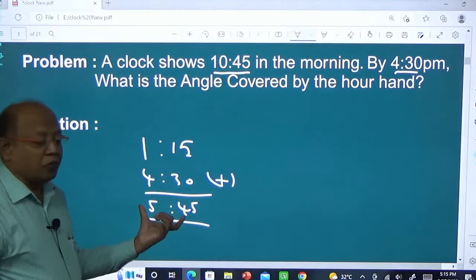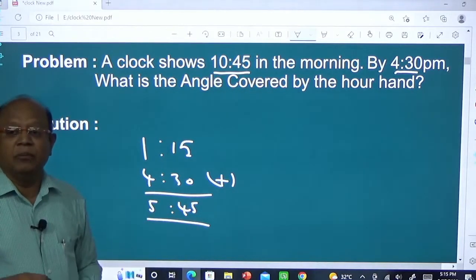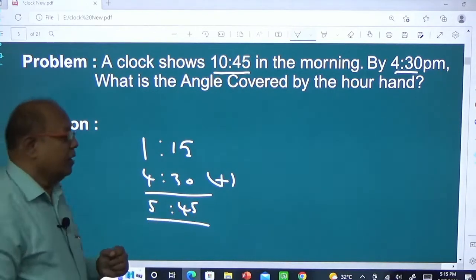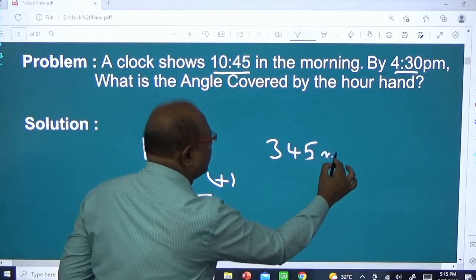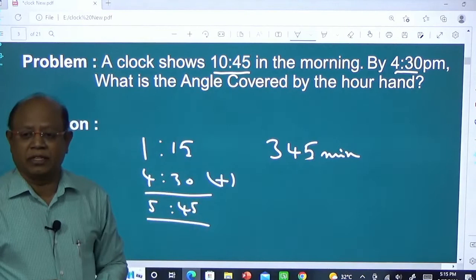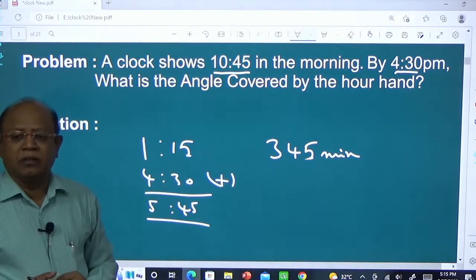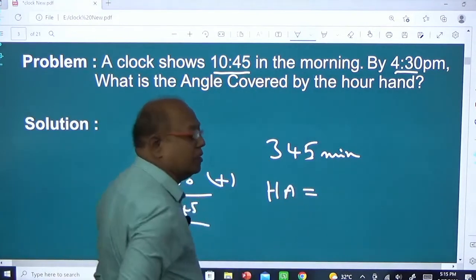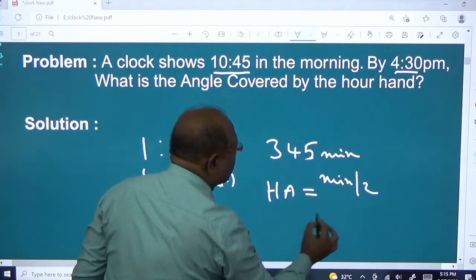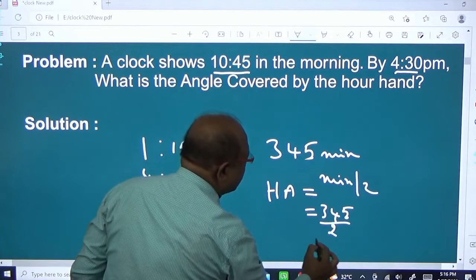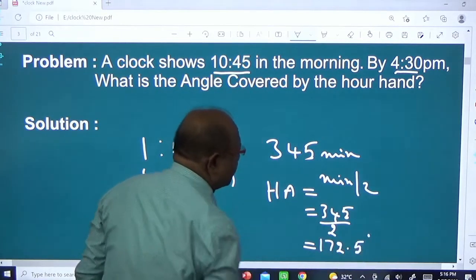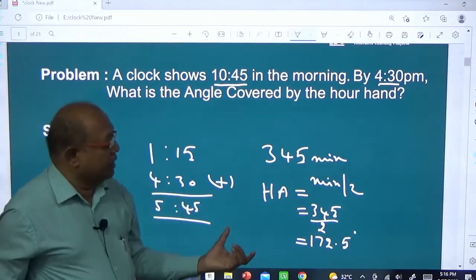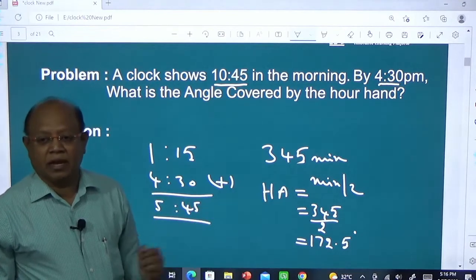Now we have to convert the whole 5 hours 45 minutes into minutes. So 1 hour equals 60 minutes, so 5 hours equal 5 × 60, that is 300 minutes. Here 45. So the minute hand has covered 345 minutes during this 10:45 to 4:30. We have seen earlier, for every 1 minute, the hour hand will cover half a degree. Accordingly, the angle covered by the hour hand equals minutes divided by 2. That is 345 by 2, that is 172.5 degrees. So what we need to do: find out the duration, convert it into minutes, and then divide the minutes by 2, which will give you the angle covered by the hour hand.